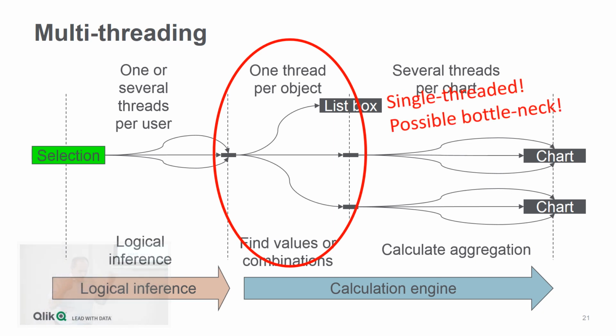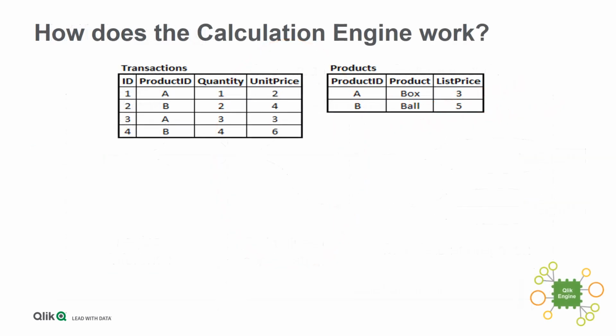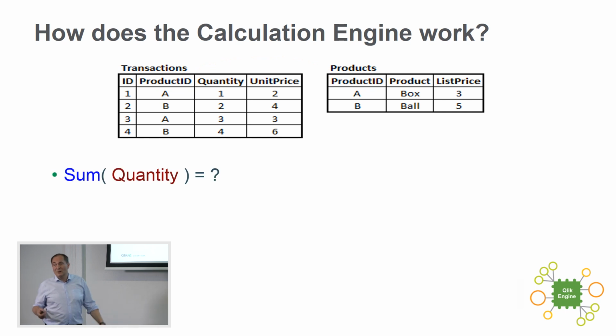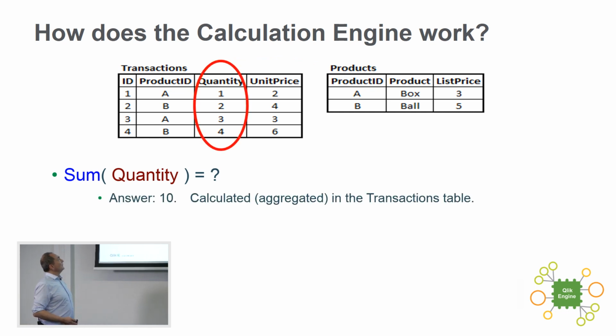Now, to understand what part is single-threaded, I have made a small example. Think of it like this. If we have 2 tables, transactions and products, and they are linked through a key, this is a very small data set, so we can all calculate this in our head. If I ask you, what is the sum of quantity? Sorry? 10. Now, how do you know that? What's the algorithm you use to calculate that?